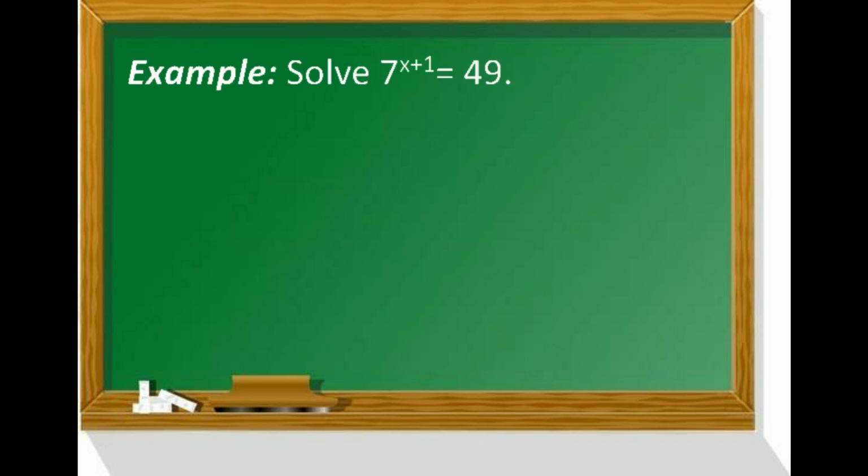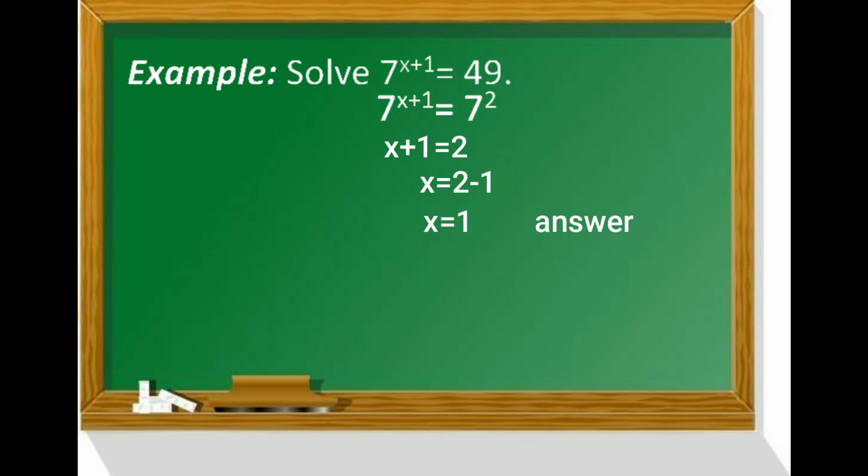Example: solve 7 raised to x plus 1 is equal to 49. 49 can be written as 7 squared. So, 7 raised to x plus 1 is equal to 7 squared. Now, let us use the equating exponents property. We have x plus 1 is equal to 2. Subtract 1 from both sides. x is equal to 2 minus 1, and x is equal to 1.